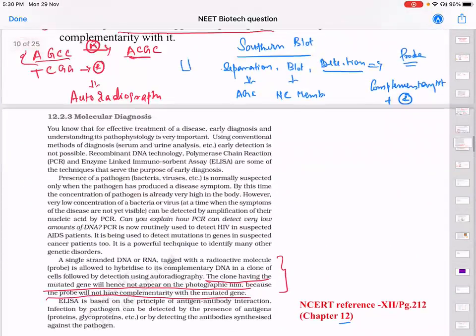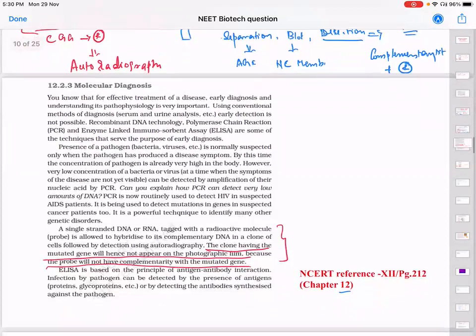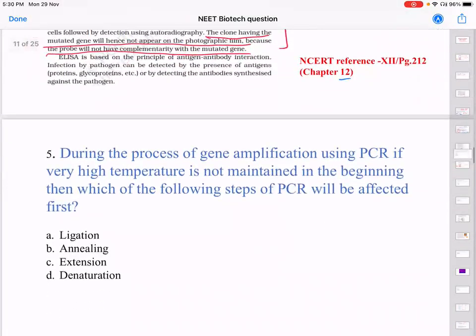This is based on molecular diagnosis, in particular Southern blot, chapter 12. Next is another question from PCR. The answer for one of the previous questions is given in this question. During the process of gene amplification using PCR, if a very high temperature is not maintained in the beginning, then which of the following steps of PCR will be affected first?